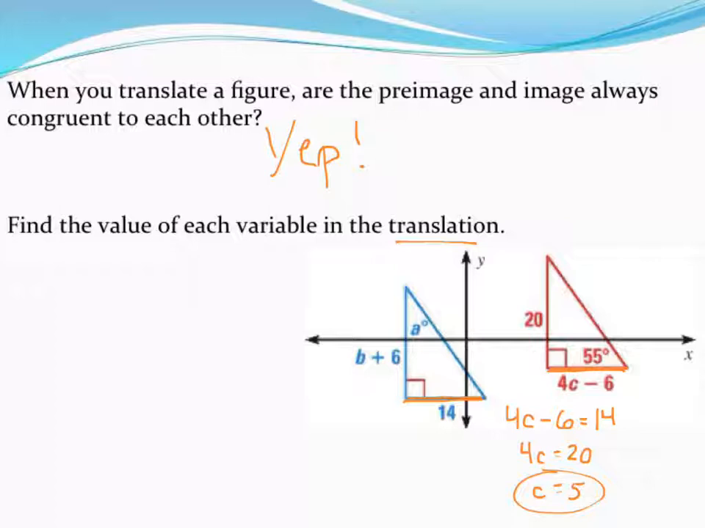Next up, we said we're going in reverse alphabetical order, so let's find B. B is located on the left side of the triangle. And again, since we translated this, all that means is that it's the same side, just in a different location. So those two pieces must be the same length. So B plus 6 has to be equal to 20. And if I subtract 6 from both sides, then B, of course, has to be 14. And finally, that leaves us with A to find.